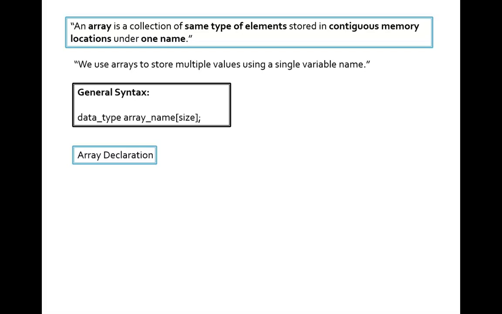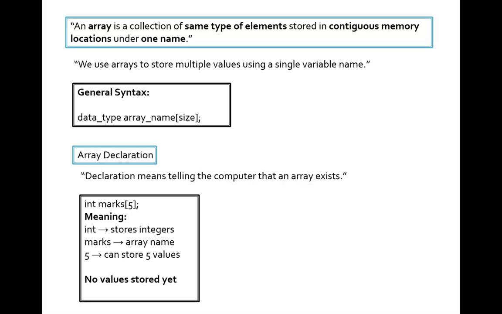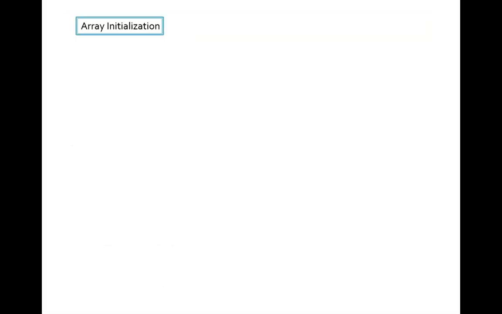So we need to declare an array, right? So what is declaration? Declaration means telling the computer that there is an array. You are informing the compiler that there is an array existing in the program. Look at the example, int marks[5]. This means that the array's type is integer. The name of the array is marks and the array can store 5 values. But are values assigned to the array? No, not yet. No values are stored in the array yet.